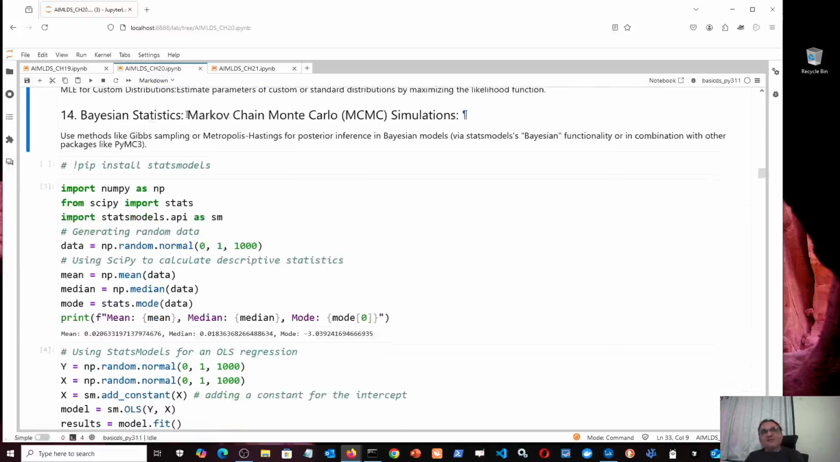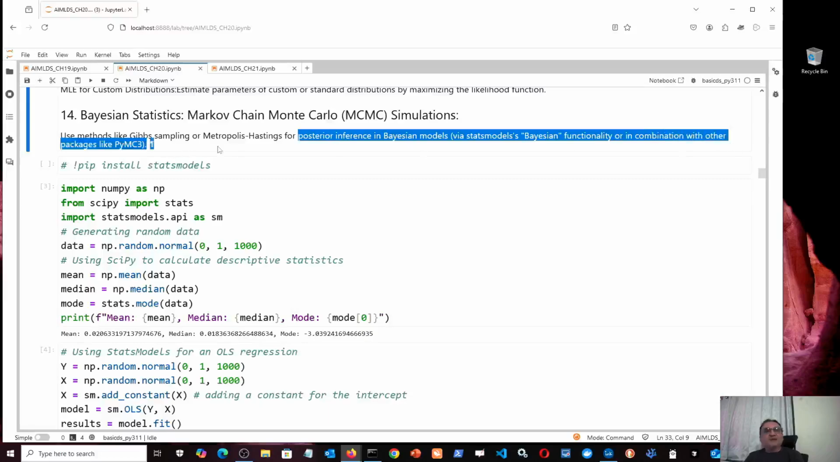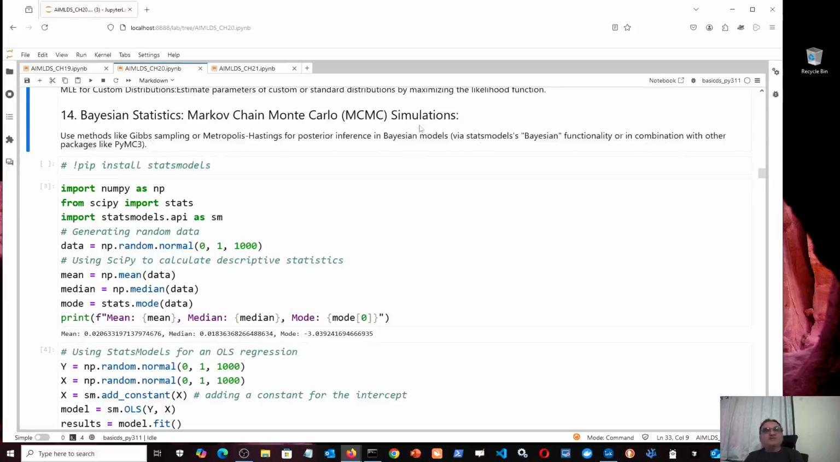Bayesian statistics, some Bayesian statistics we already discussed earlier, the posterior probability and everything, but Markov chain Monte Carlo simulations we have not done. We will be doing them in this time series example, right? There are certain methods like Gibbs sampling or Metropolis-Hastings for posterior inference in Bayesian models. These methods are also provided by the Statsmodels library. Along with that there is another library, PyMC3, MC for Monte Carlo, right? So Statsmodels provides Bayesian functionality while PyMC3 is required for Monte Carlo simulation.